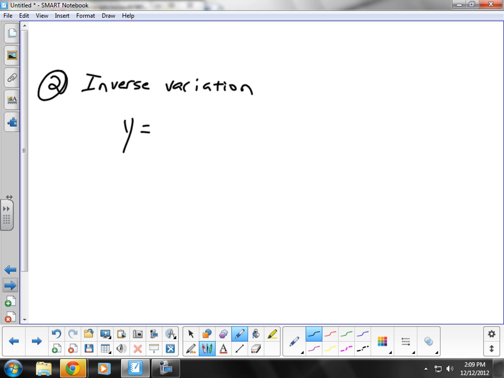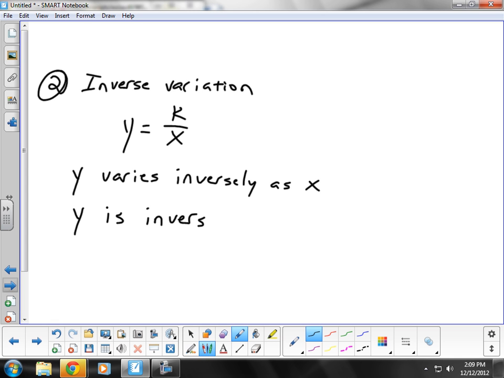The equation for that is y is equal to k divided by x. And again, the word that you're going to be looking for is that you'll say y varies inversely as x, or y is inversely proportional. And k is still our constant of variation.